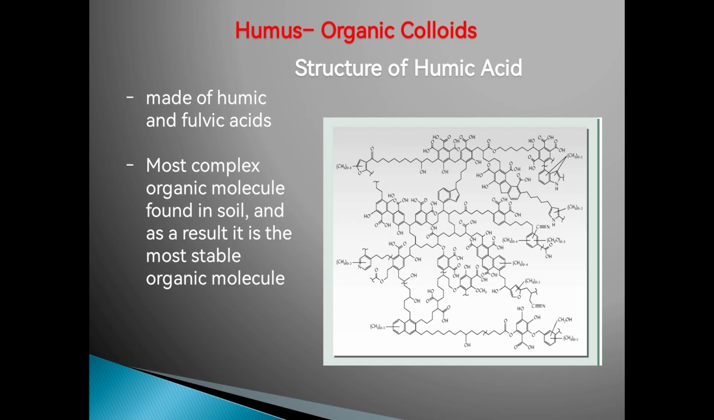So this is humus, which is an organic colloid. And this is the structure of humic acid. So don't ask me, guys, about the chemical formula of this because I'm not really fond of chemistry. But this is how the structure of humic acid looks like. Humus is made of humic and fulvic acids, and this is the most complex organic molecule found in soil. As a result, it is the most stable organic molecule.